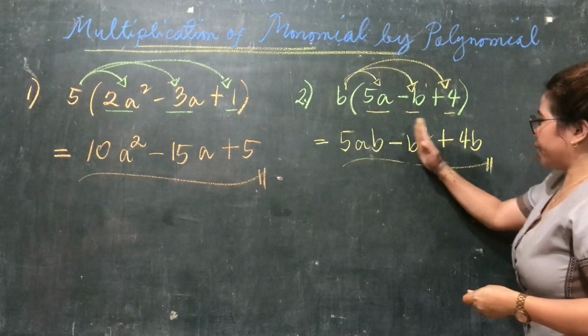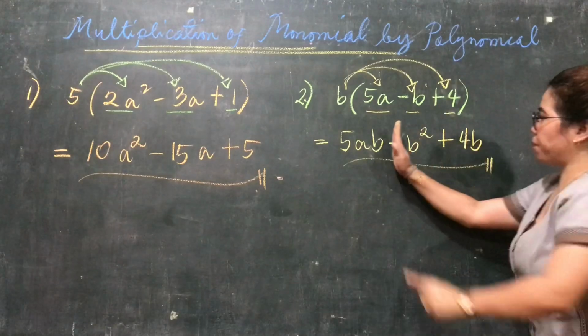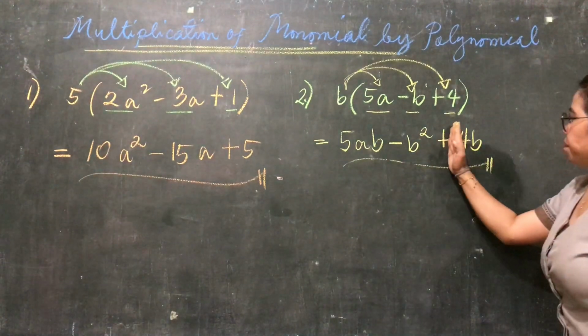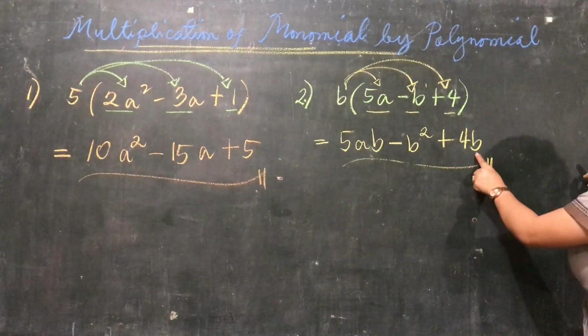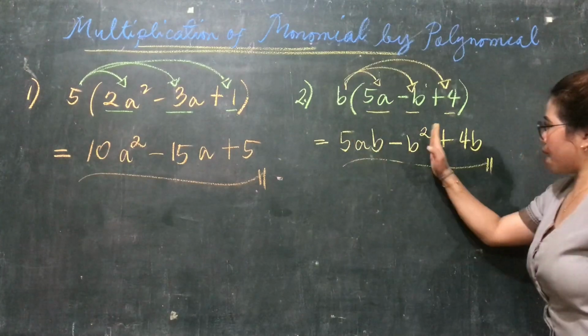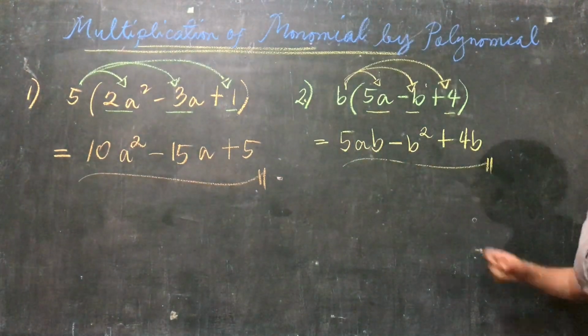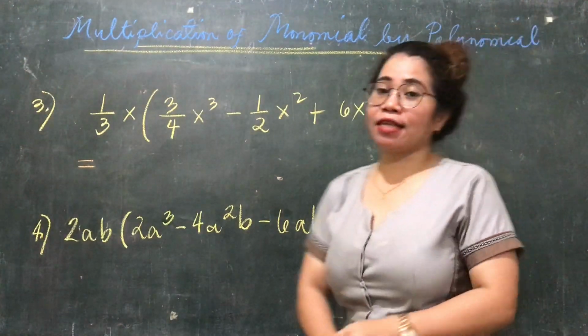Kani AB, wala may AB diri. B squared, wala B squared diri, wala B squared diri. How about B? Wala may B diri na ang power is 1, AB man na siya. So that's it. Okay, let's have number 3.